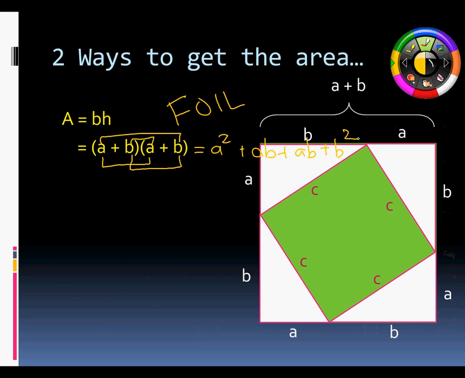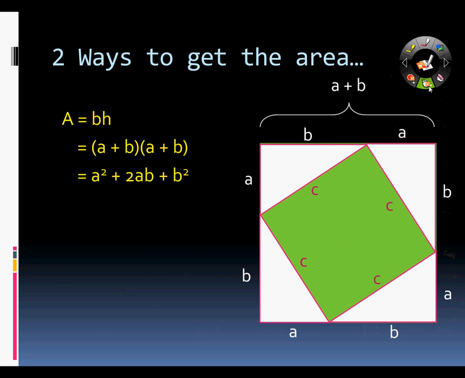So I get A squared plus AB plus AB, which is 2 ABs, plus a B squared here. So we get A squared plus 2AB plus B squared. So let me be clear about what we found here. When you're finding the area of this big square that we've created, and you want to know what that area is, you take the length of the A side and square it.